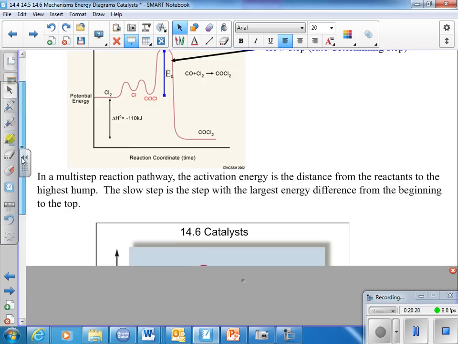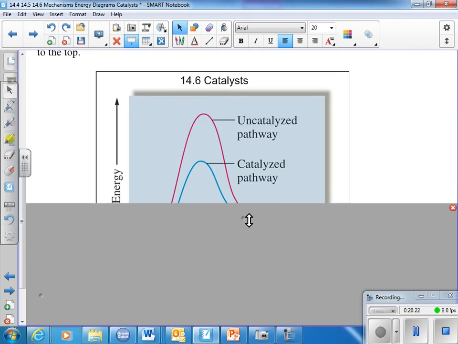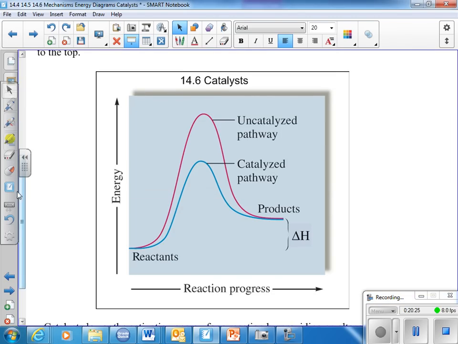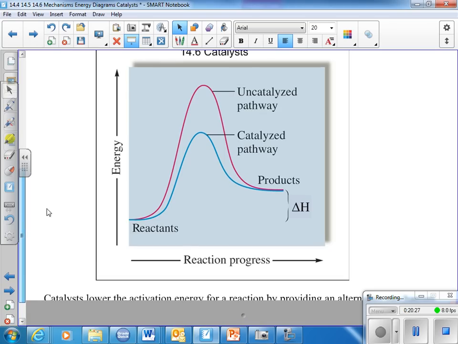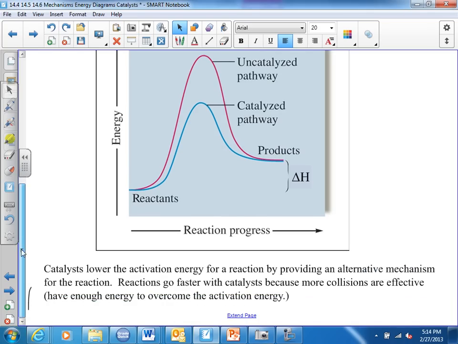All right, last section, catalysts. These are really easy. Okay, catalysts lower the activation energy. So here's an energy diagram. Here's an uncatalyzed reaction. Here's the catalyzed reaction. Notice the activation energy is lowered down. And here we go. How does that work? Catalysts lower the activation energy by providing an alternative mechanism for the reaction. And reactions go faster because more of the collisions are effective. And that is it.